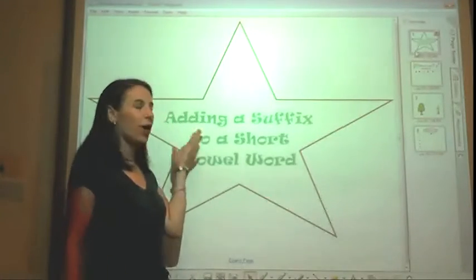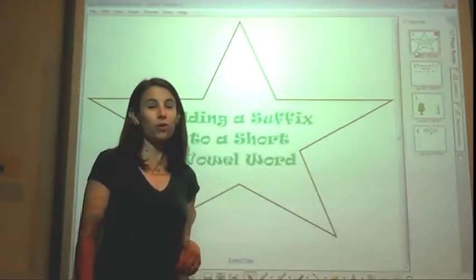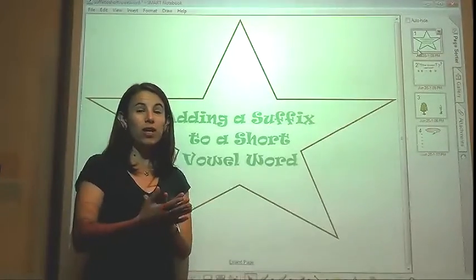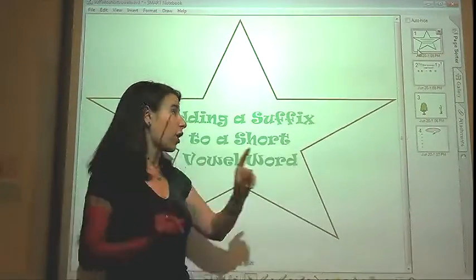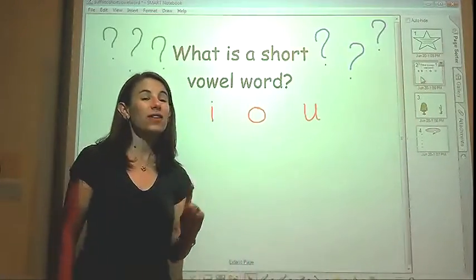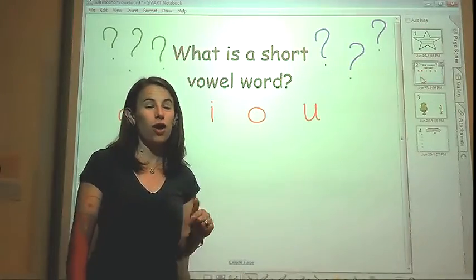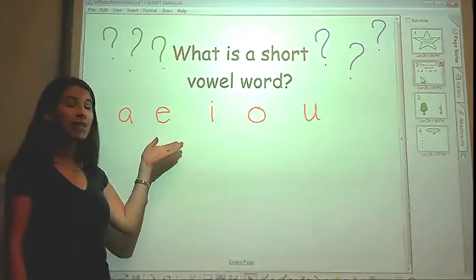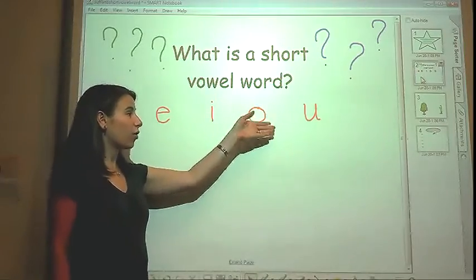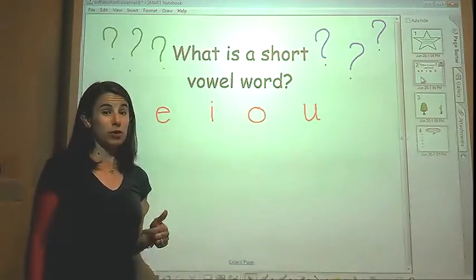Okay, today we're going to be talking about adding a suffix to a short vowel word. And the first thing we're going to talk about is what a short vowel word is. So, before we even get there, let's review what our vowels are. Our vowels are A, E, I, O, and U. Their names are their long sounds.